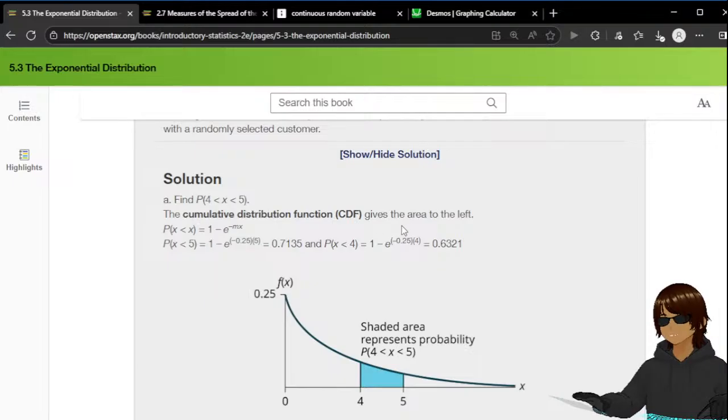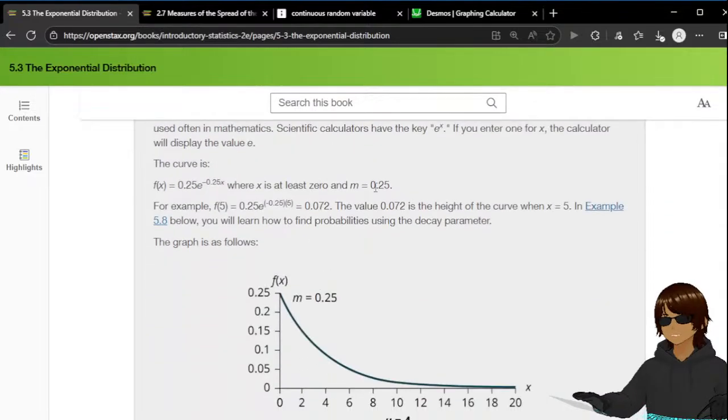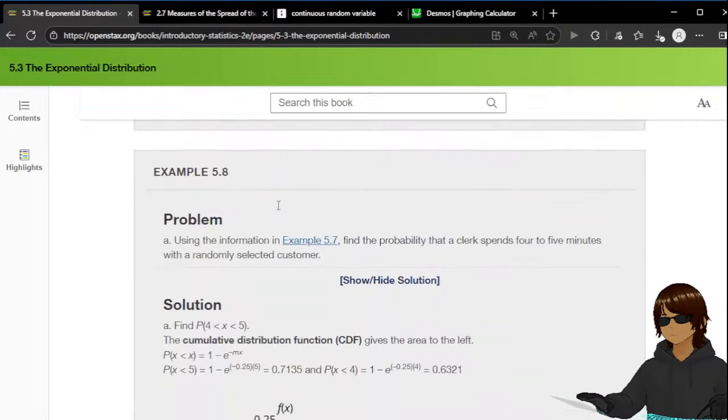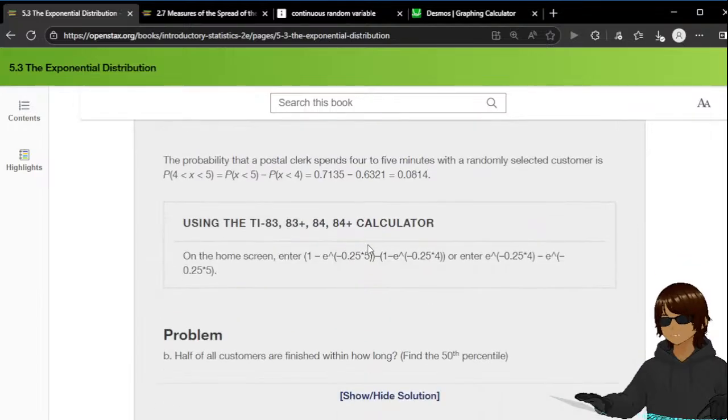Cumulative distribution function gives the area to the left. So P(X less than some value x) is equal to this. Wait, did they give the formula for cumulative distribution? No, they didn't. But I have to keep in mind that the CDF is equal to this. Probability less than 5, probability less than 4, and then this minus this. Yeah, that makes sense.